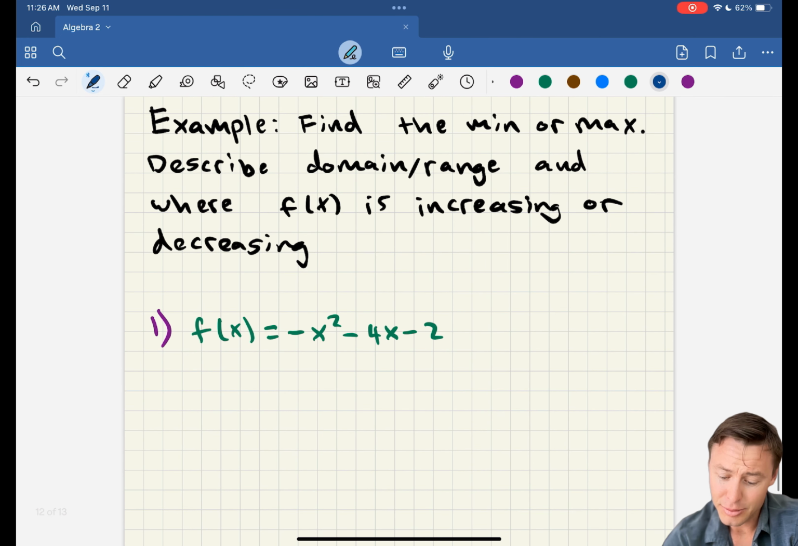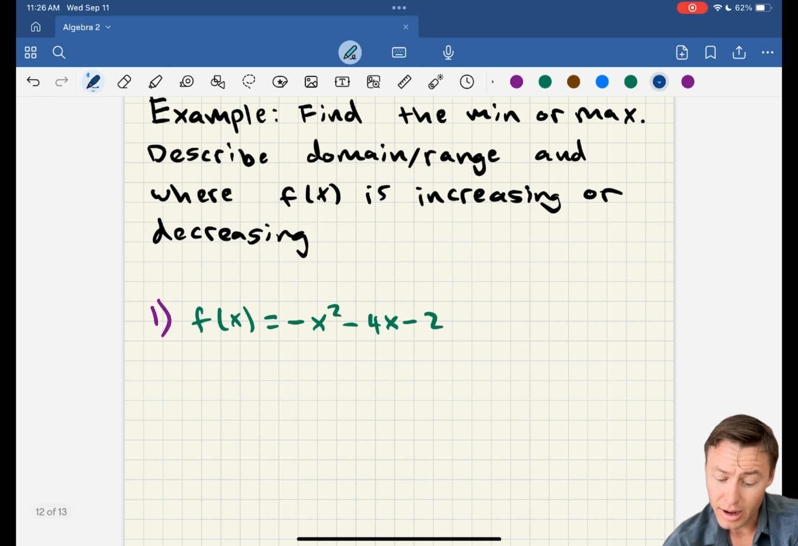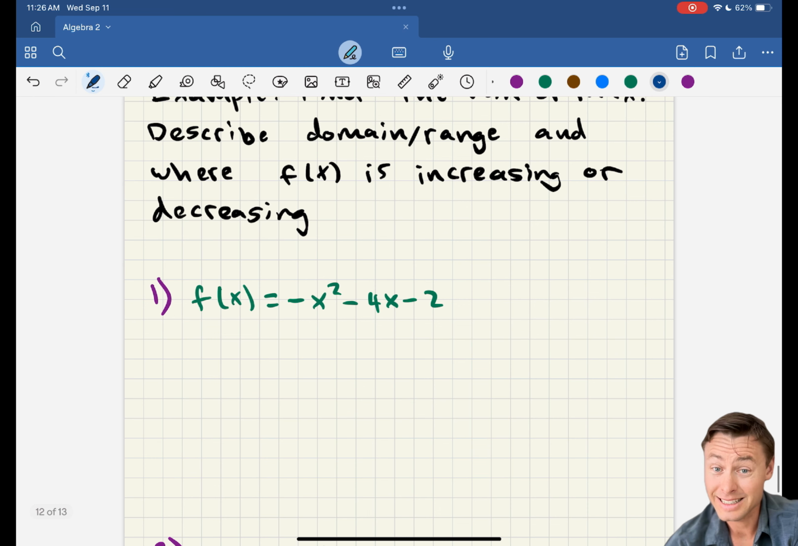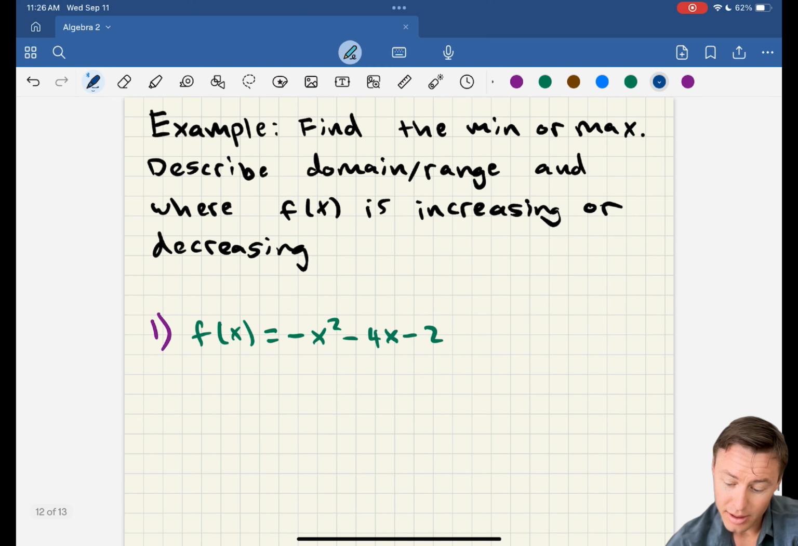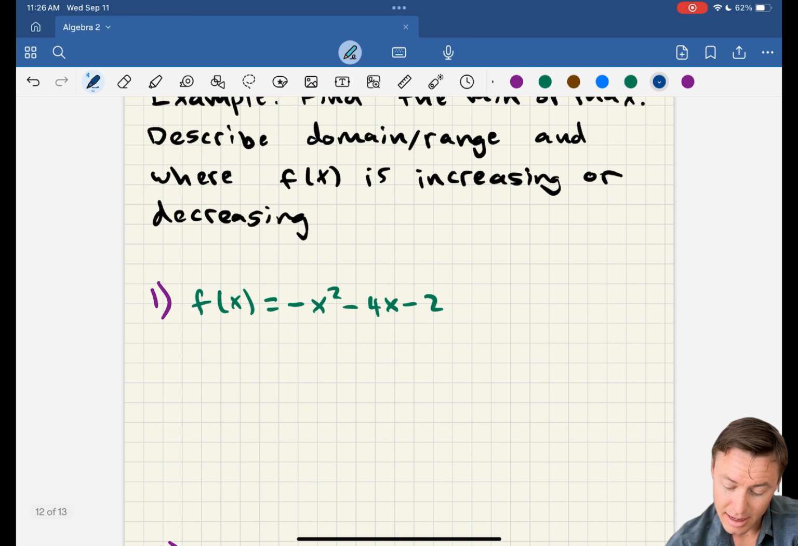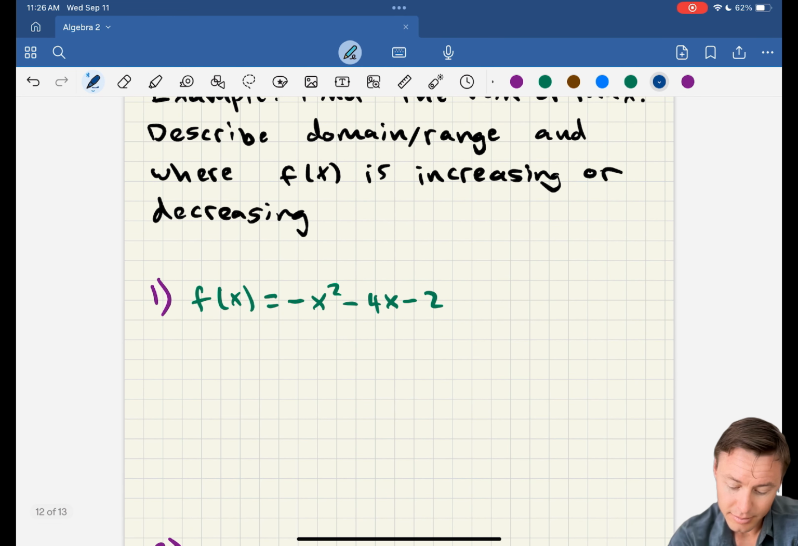All right, so this next example wants us to find the minimum or the maximum of this function, describe the domain and range, and where f of x is increasing or decreasing. Okay, so we've got a lot going on in this. So let's go ahead and do this problem.